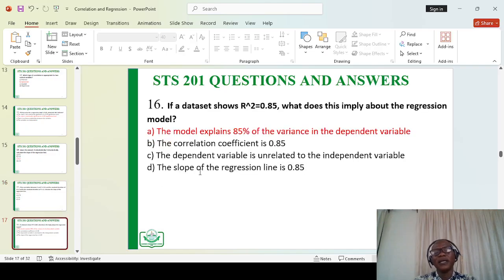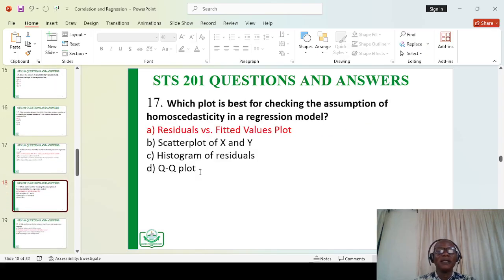If the data set shows that our coefficient of determination R squared is equal to 0.85, what does this imply about the regression model? The model explains 85% of the variance in the dependent variable, so that's the interpretation. So A is the correct answer. Which plot is best for checking the assumption of homoscedasticity in a regression model? That is the residuals versus fitted values plot. And A is the correct answer.